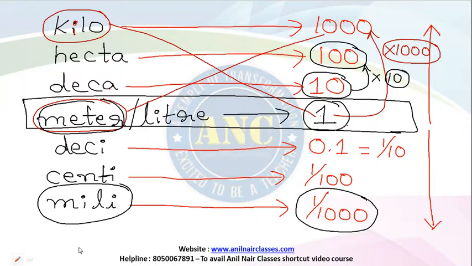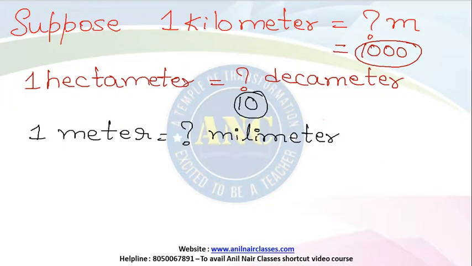Now it is the reverse case. Very simple. 1 by 1000 should become 1. Multiply by which value? 1 by 1000 into 1000 is nothing but 1. That means 1 meter is equal to 1000 millimeter. I hope it is clear for you. One last example in this case before we move forward.